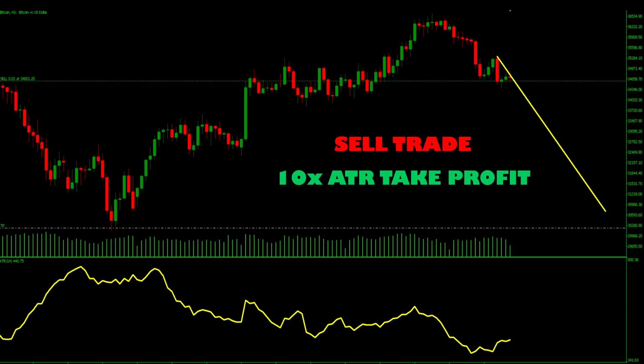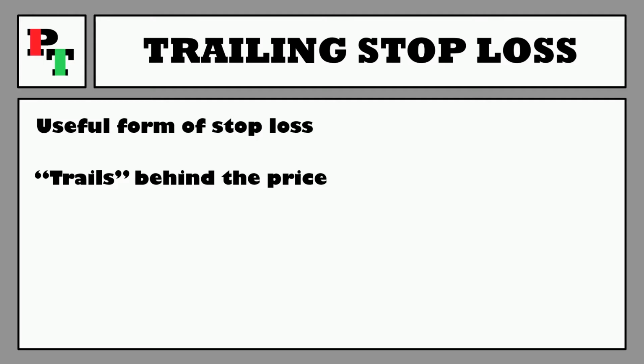Don't worry if it is still confusing though, I am going to go through one more full example of a common ATR money management system, and this time we'll include a trailing stop loss. The trailing stop loss is a type of stop loss which, as the name suggests, trails behind the price, and it trails at whatever distance you tell it to trail at.